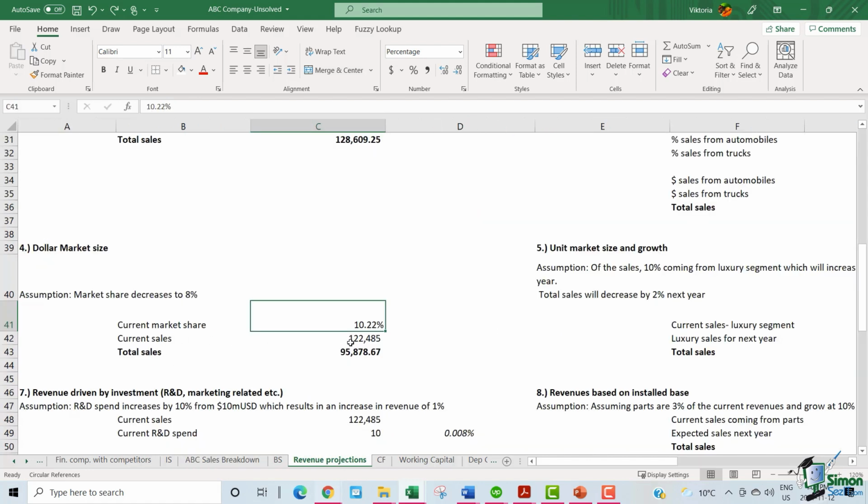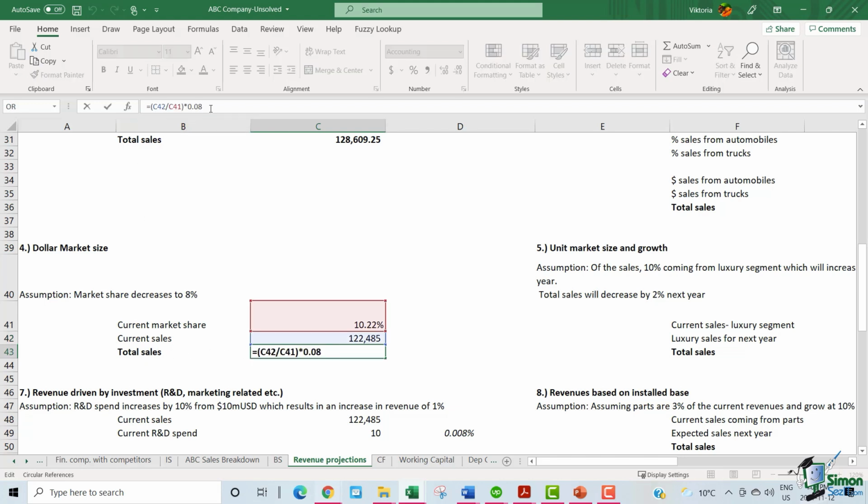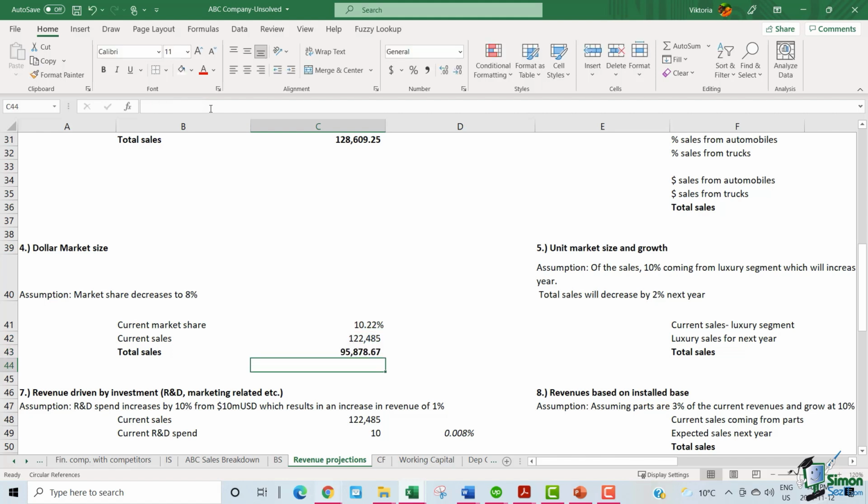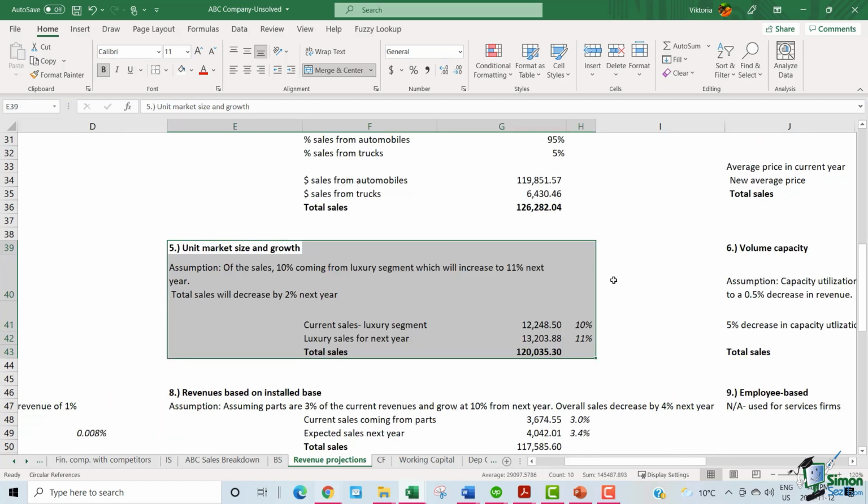And the current sales are $122,485. So in order to calculate the total sales figure, we divide the current sales by the current market share and multiply it with the new market share, which is 8% in this case. As the market share decreases, so do the current sales for next year. And the forecast for next year becomes $95,878.